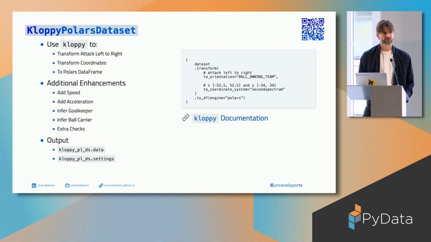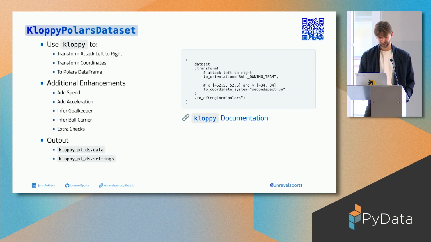Then we transform the coordinates. That's also built-in Kloppy functionality, so you can define your own custom coordinate system. One of the industry standards is to have the origin at 0 and then use a coordinate system in meters. And then we output it to a Polars data frame, which you can see at the bottom of the code. That's also built-in Kloppy functionality, so you can define whether you want to use Polars or Pandas.